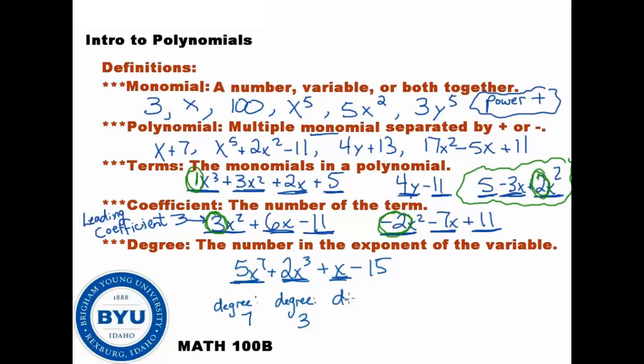For this term, the degree is 1. And for this last term, the degree is 0 because there are no variables. There are no variables that are associated with the last term.